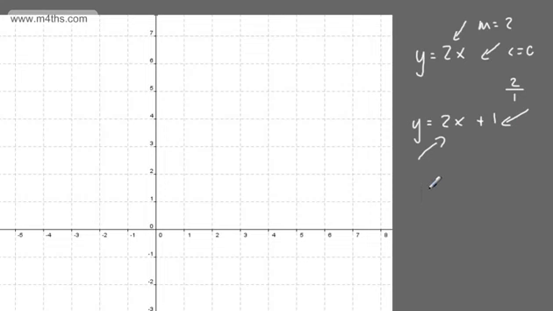These may be written in different forms. If this is written as y is equal to 1 plus 2x, that is exactly the same. Don't get caught up thinking that's the gradient. The gradient is the value in front of the x.